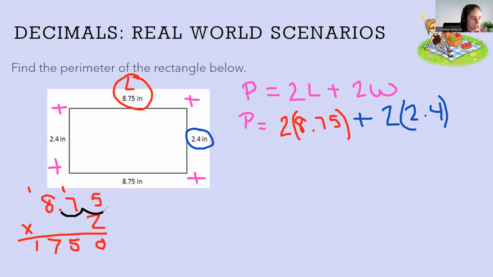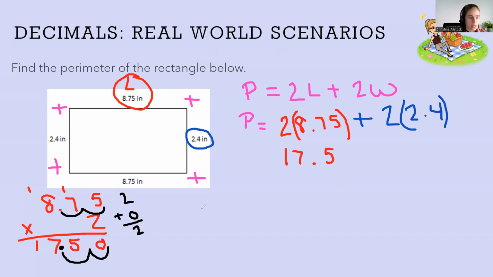We have 2 digits that follow the decimal here. We have 0 digits that follow the decimal in our second number, which means we need to move that decimal point 2 times. We need 2 digits after our number. So we can either write that as 17 and 50/100ths or simply 17 and 5/10ths.